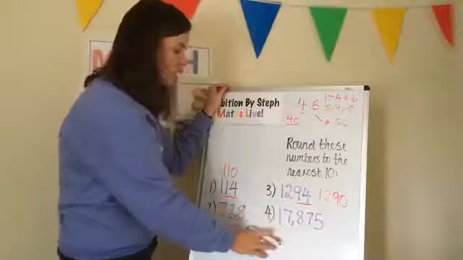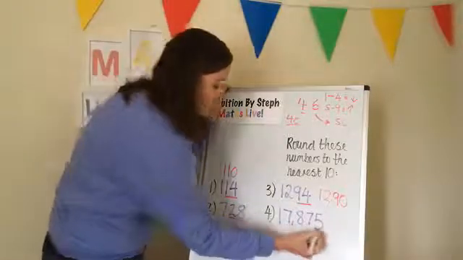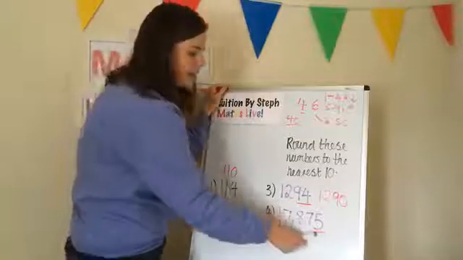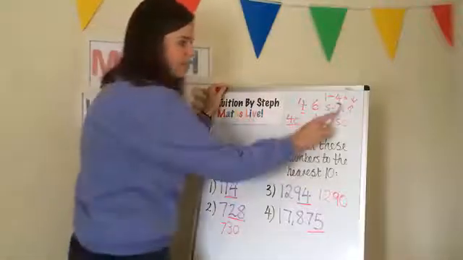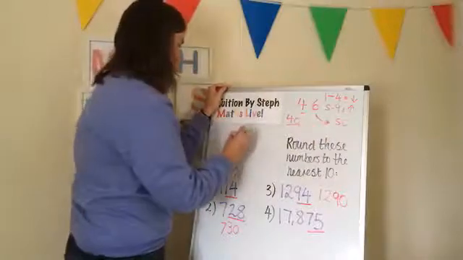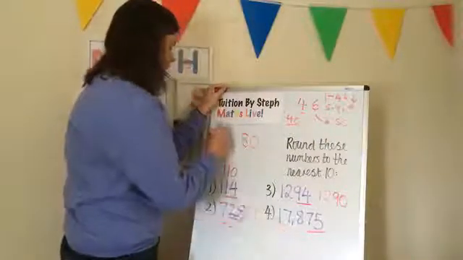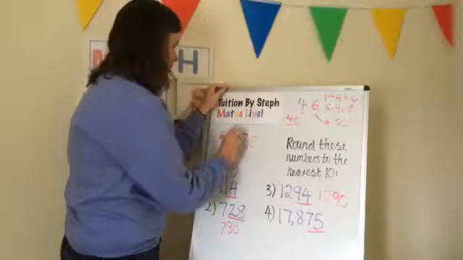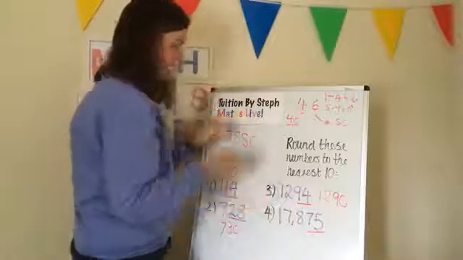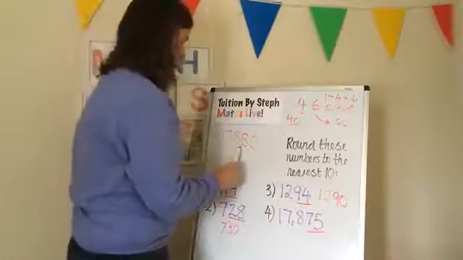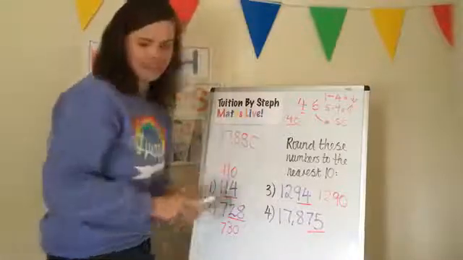And the last one, we've got 17,875. I'm just going to do this up here so I've got a bit more space. 75 to the nearest 10. 5 means round up. So 75 to the nearest 10 is 80, but we don't forget about the rest of the number. So 17,875 to the nearest 10 is 17,880. Good.